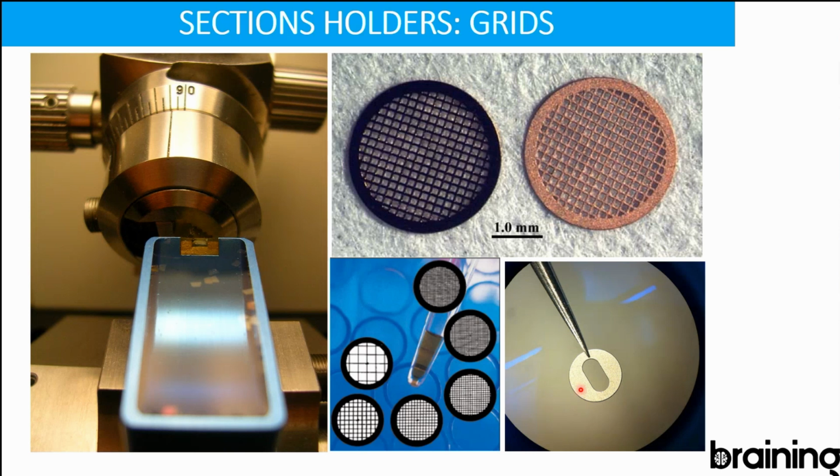So the holders for the electron microscope are these kinds of grids. There are many different types, but not different sizes, because they are all the same size. They are all 3 millimeters, because the holder of the electron microscope is that wide, there's no more. But there are different types of grids, as you see here. These are just some examples.